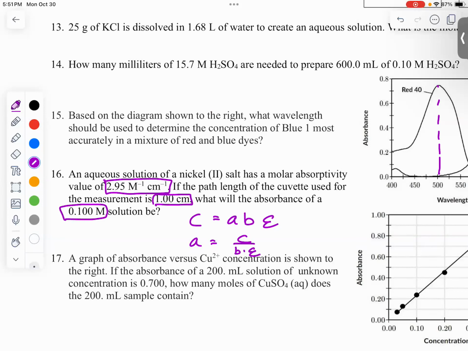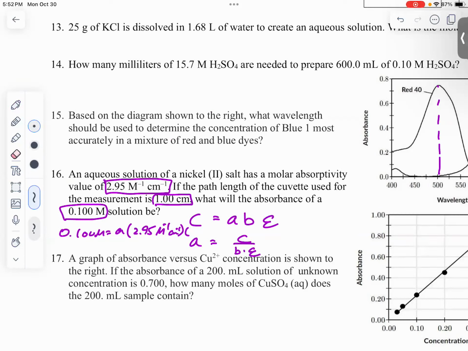The C concentration. C would be concentration, yes. So it'd be 0.100 molar is equal to A times 2.95 molar. No, B is path length. Molar absorptivity is that. Wait, hold on. I'm getting some error message right here. A is no, sorry, my bad.